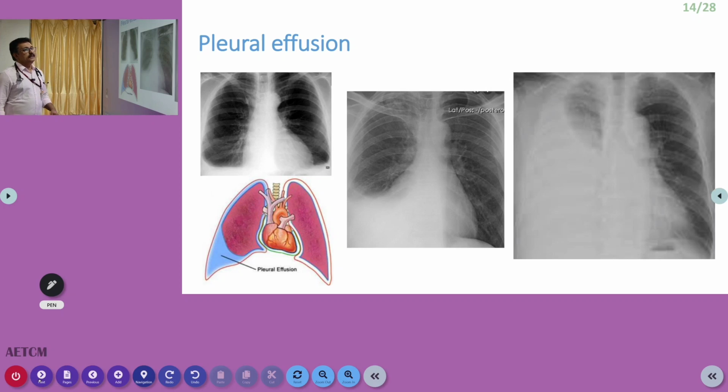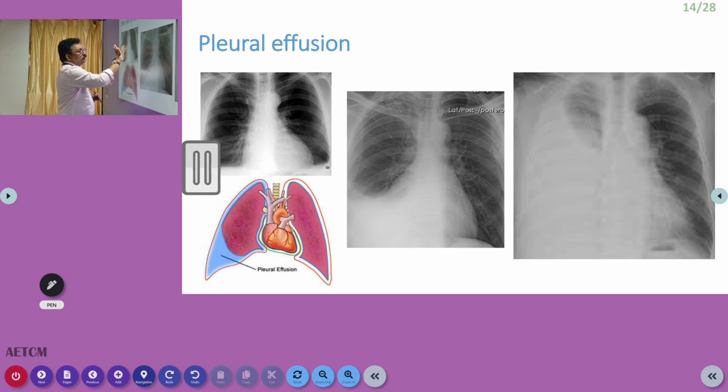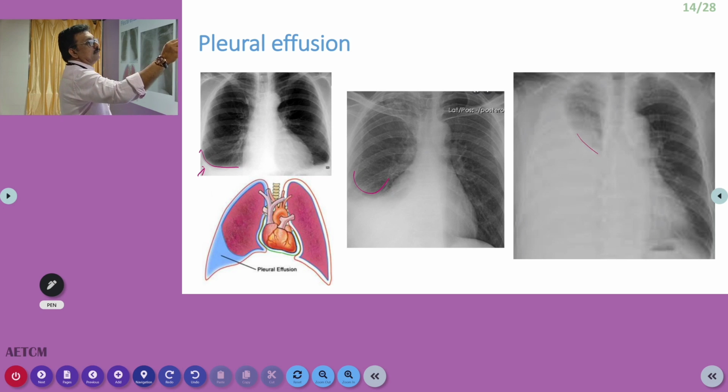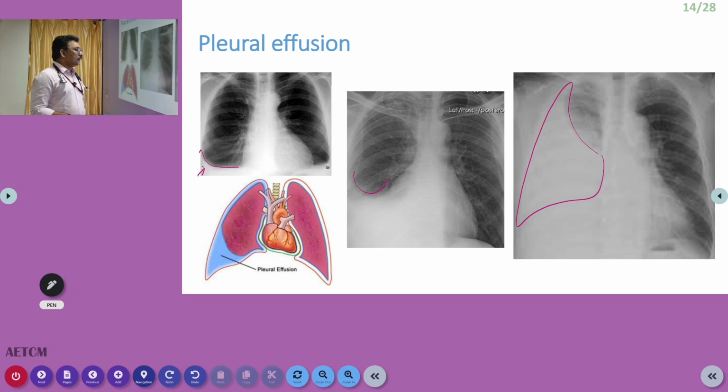So what you are seeing here is a white homogeneous shadow in the lower part. See here, you can see the diaphragm. Normally the diaphragm comes like this. Here there is a meniscus or sign of fluid. So you can see the fluid level here, that is increased. So there is a full of fluid here. So this looks like a pleural effusion.